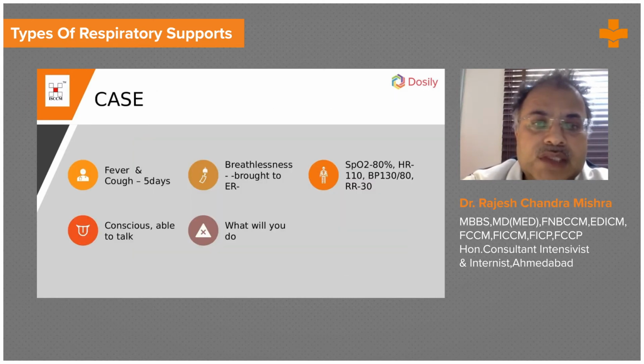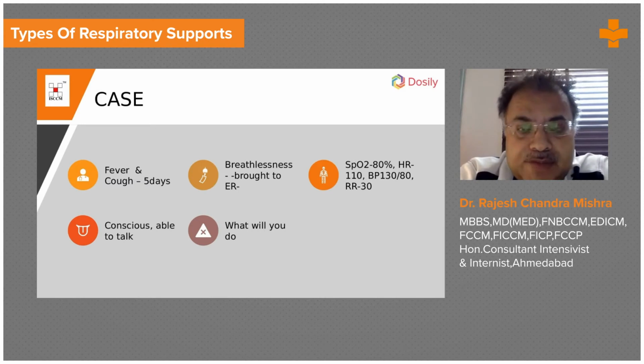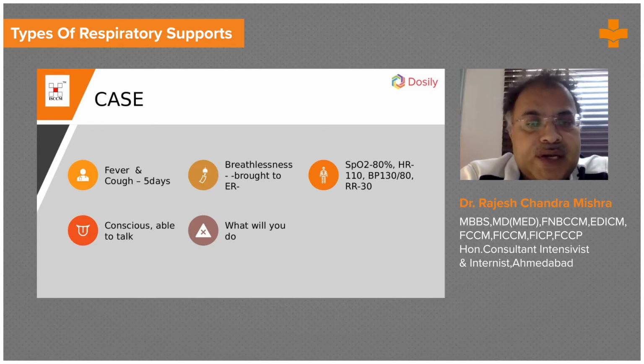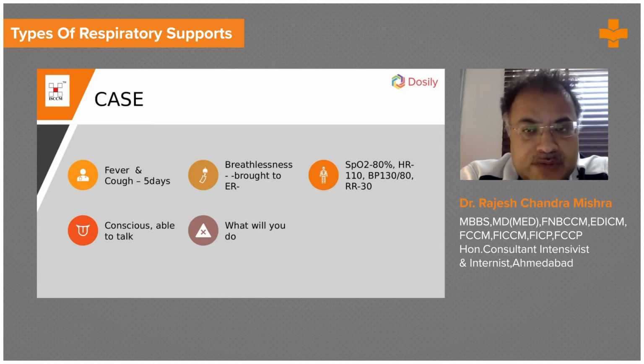Now, I will present you a case. Nowadays, all patients we suspect will be coming with viral pneumonia, classically COVID. A patient who has fever and cough for 5 days becomes breathless and is brought to the ER. His saturation is 80%, heart rate is 110, blood pressure is 130/80, respiratory rate is 30. He's conscious, able to talk. Now, what will be your next step? What would you like to do?